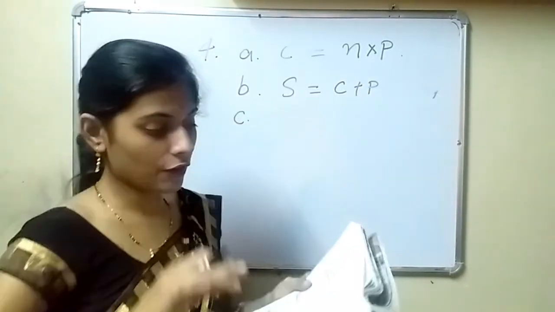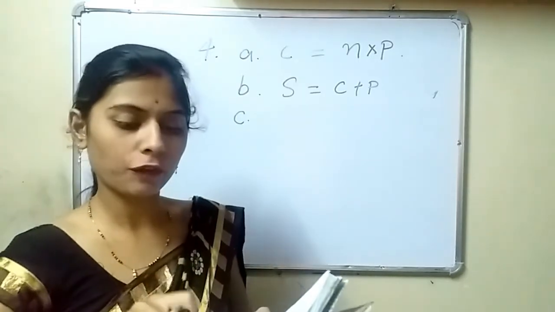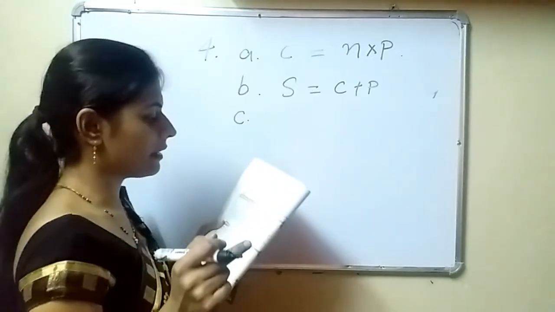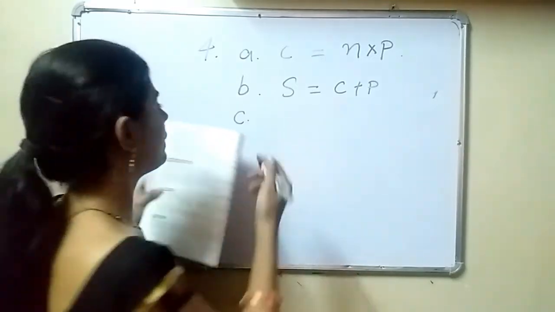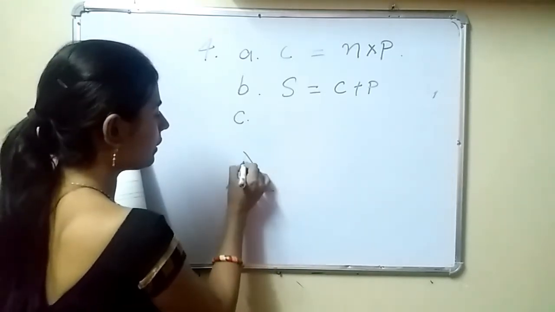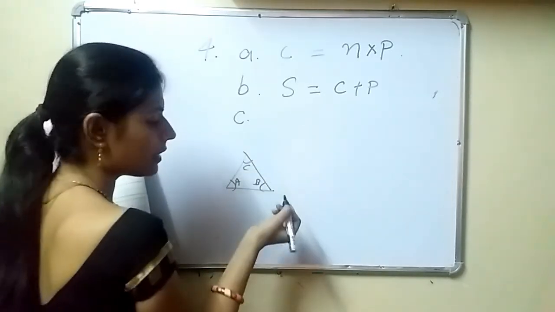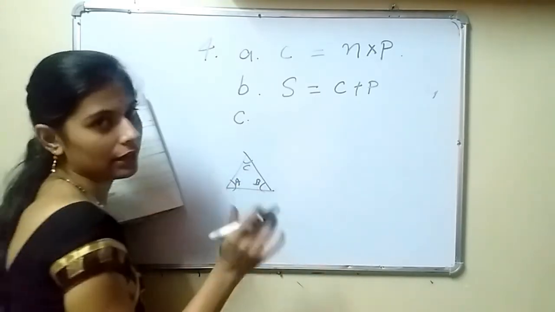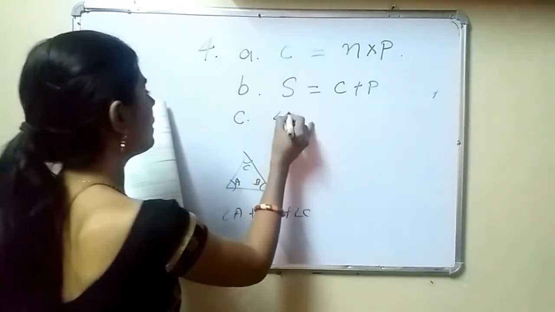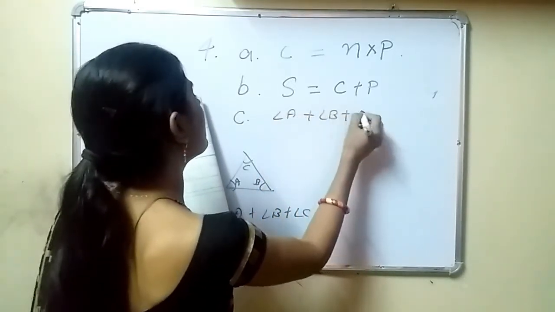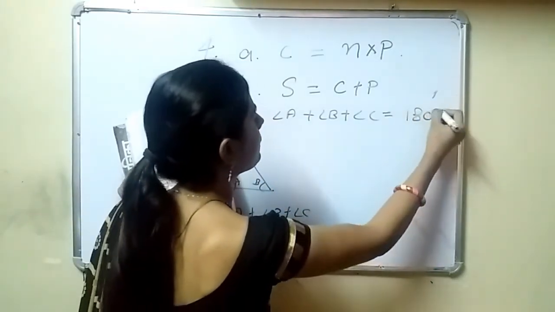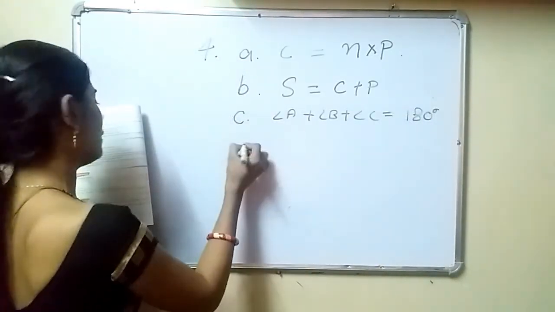When you are reading this question, read it carefully. The answer is here only. Okay. The sum of the angles of a triangle is 180 degrees. Three angles are given in a triangle, A, B and C. So angle A plus angle B plus angle C, the sum of the 3 angles, is equal to 180 degrees.